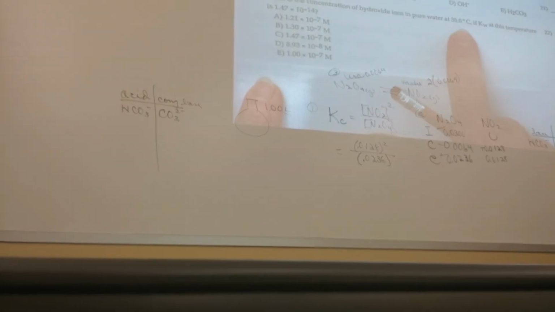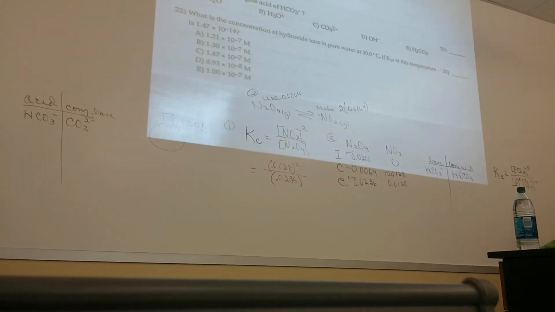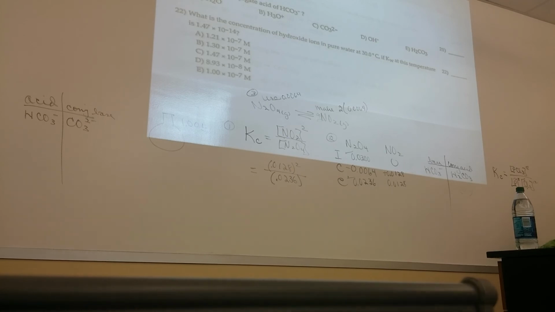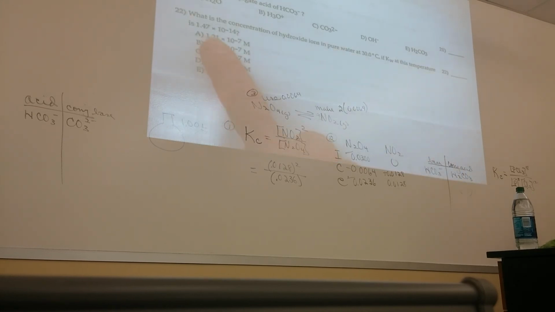Concentration of hydroxide ions in pure water at 30 degrees Celsius if Kw at this temperature is this. Now, you all were supposed to memorize Kw, and you memorized it 1.0 times 10 to the minus 14. But that's standard. This says you're at 30. We will not work this problem any differently. It's just that we have slightly different Kw to work with. Okay, we are in pure water.